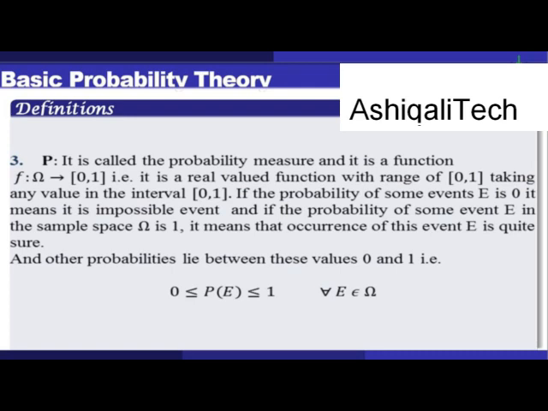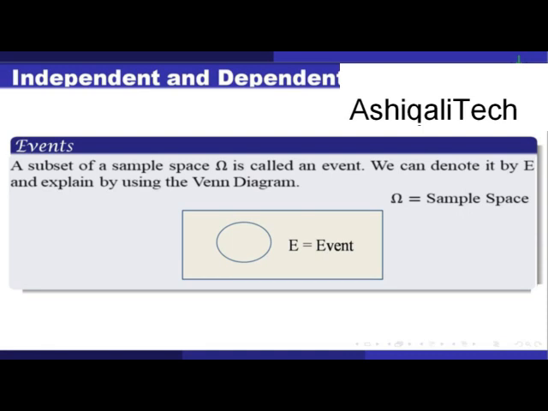And all the other probabilities lie between these values 0 and 1. So we can say that P is a function between 0 and 1 with the following condition. That is, 0 is less than or equal to probability of E, which is less than or equal to 1, for all the events E belonging to the sample space omega. Dear students, now we define what is an event. A subset of a sample space omega is called an event. We denote it by E and explain it with the help of a Venn diagram.